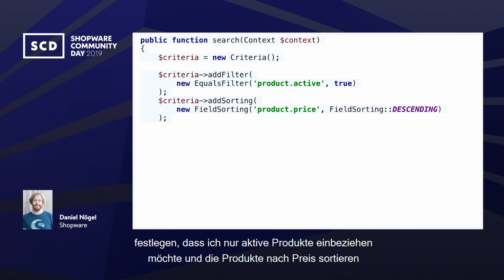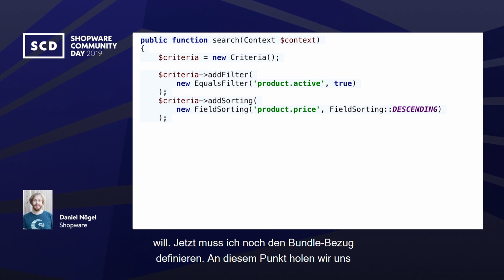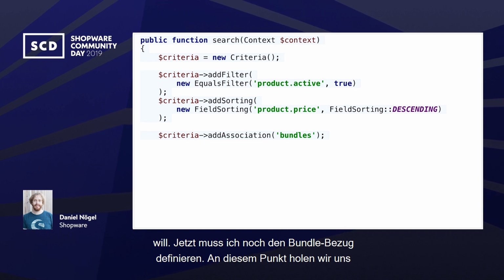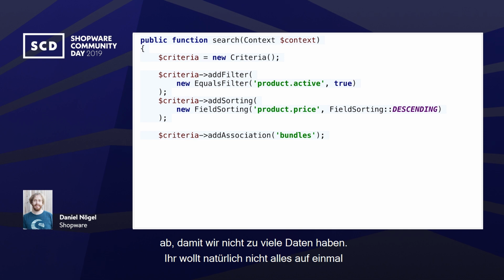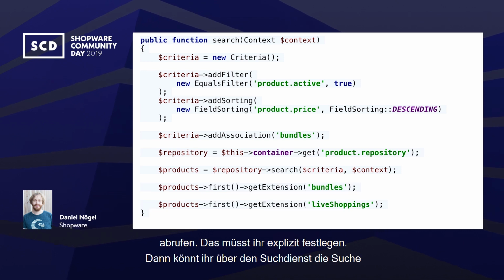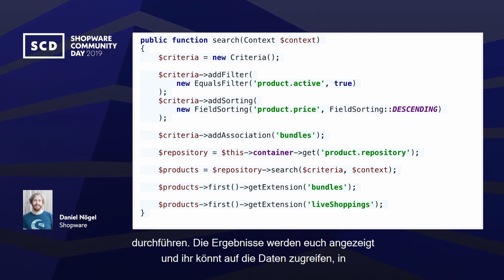Now you need to tell it that you also want to have your bundle association. What we do not do is fetch all associations at once. So if you have 10 plugins, we will not fetch all the 10 associations they have. So we don't overfetch the data. You want to make sure that you're not fetching all the things all the time, of course. So you need to explicitly tell it to do that. And then you can just do the search by using the search service, and it will return the results, and you can access your data. In this case, for example, the bundles.